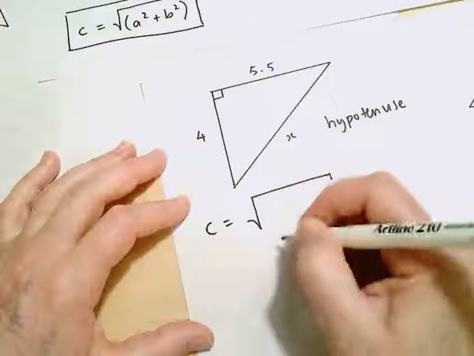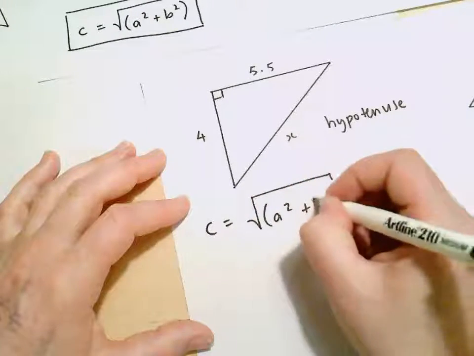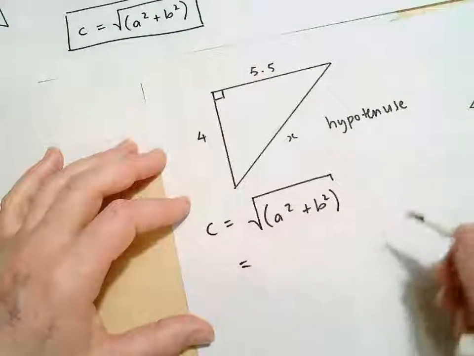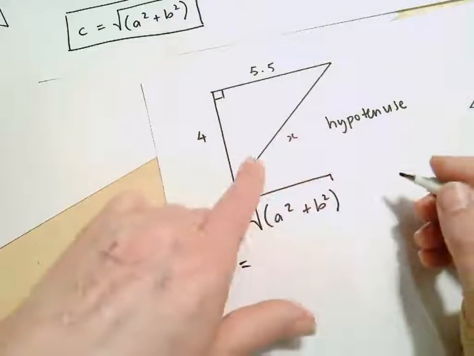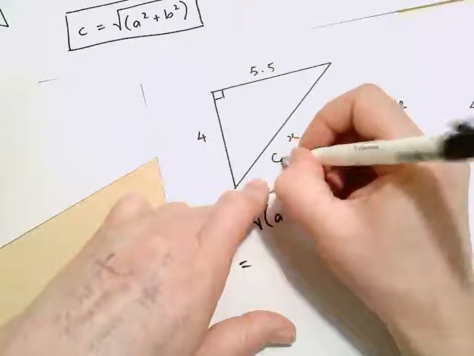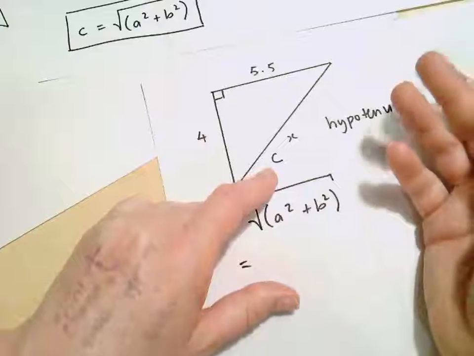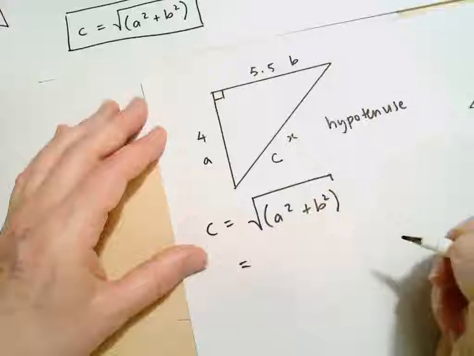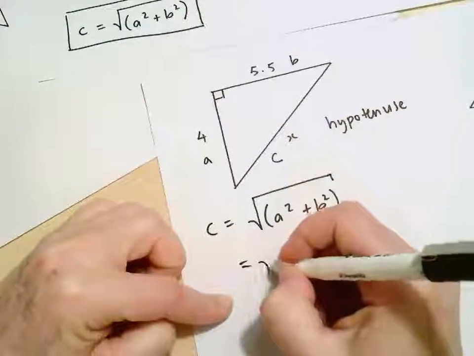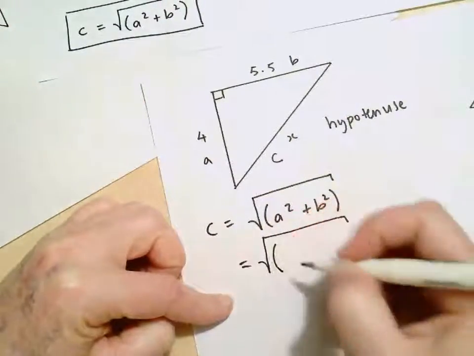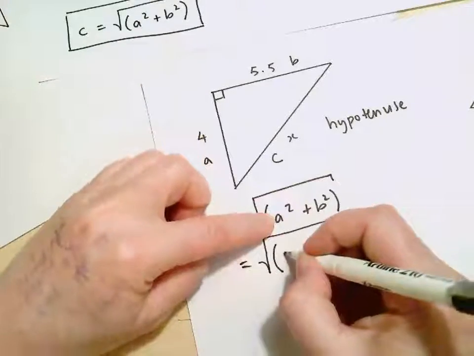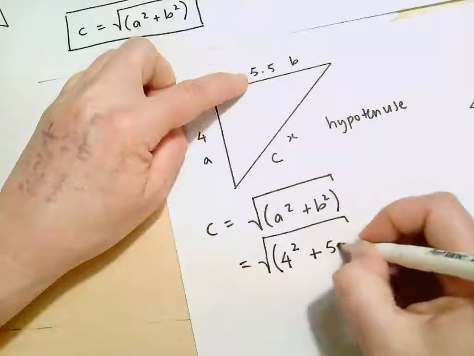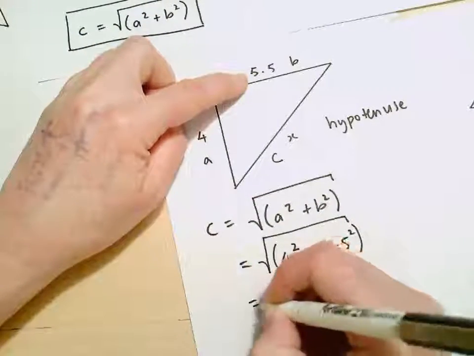c equals the square root of a squared plus b squared. Now I substitute in what I know. I'm going to label these sides. Well, I always know my hypotenuse has got to be c. So I know that my x is actually c in this particular case. A and b, like I said, doesn't matter which ones you choose. So let's substitute in. The square root of, my a was 4, so I'm going to replace the letter a with 4, leave the squared as it is. b is 5.5, squared. Close my brackets.